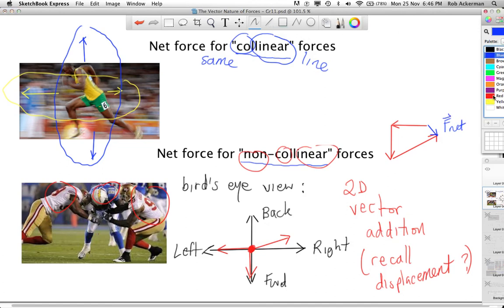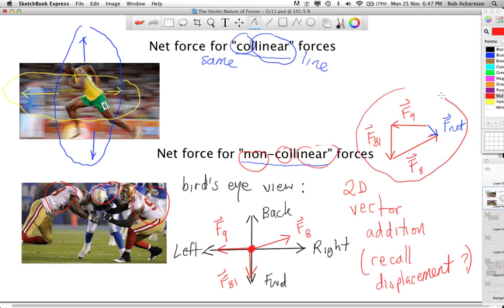These other forces, of course, would be, what did we say? This was the force by player number 9. I'll call that F9. This is the force by player 8. I'll call that F8. And this was the force by player number 81, so maybe I'll call it F81. Well, you would add these up in here: F81, F9, and F8. And you guys know how to deal with this. Scale diagrams or trig will allow you to solve.